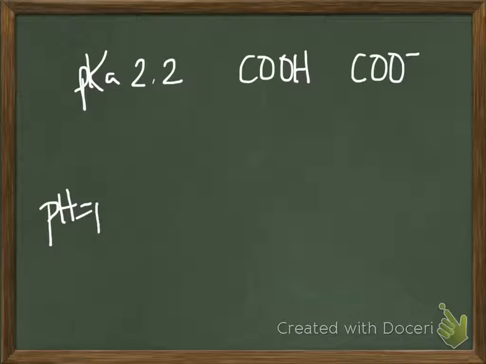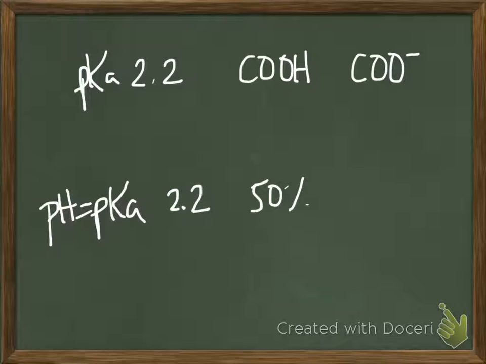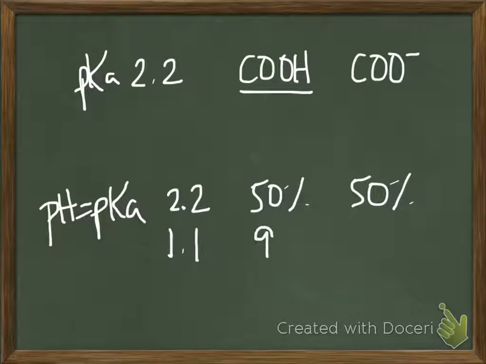When pH equals pKa, in this case 2.2, you're going to have 50% of each of these forms. If you go one below pKa, then the acidic version of the group, or the protonated version, will not have donated that much of its hydrogen. So at any given time, 91% of these groups will be protonated and only 9% will have been deprotonated.